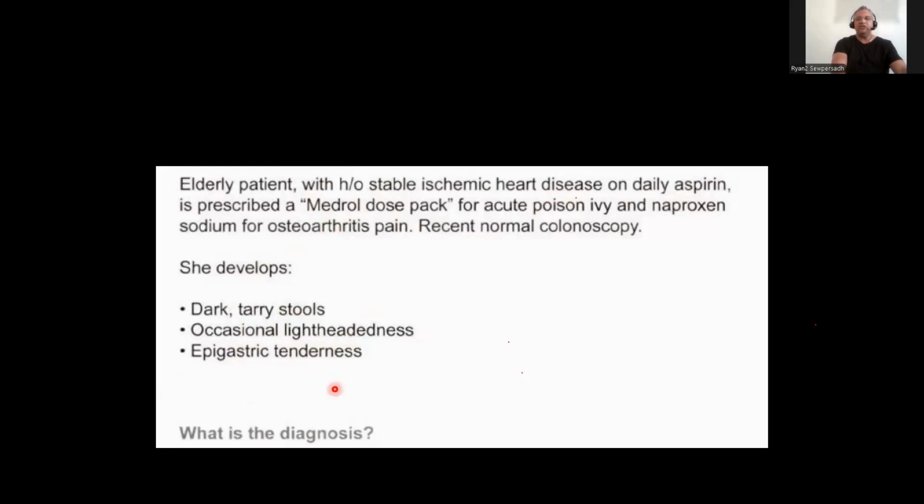Guys, what is the diagnosis? What's going on in this lady? Any ideas? Type in the chat box for me. Anybody? Somebody? Anybody out there?